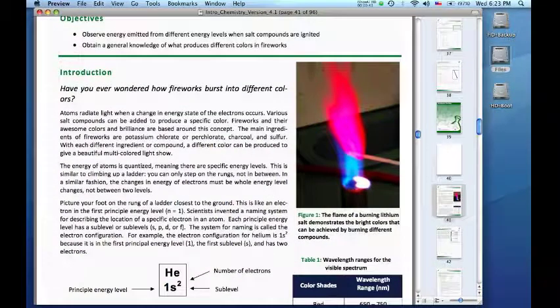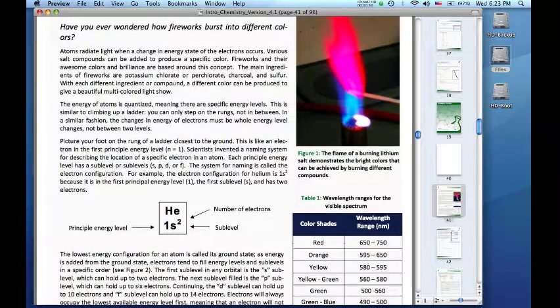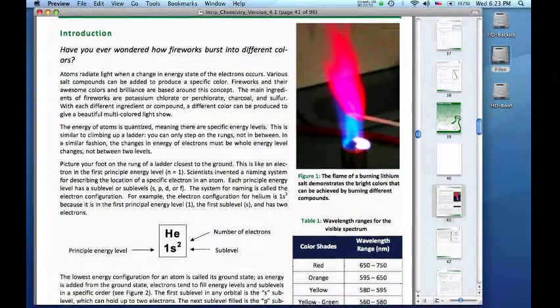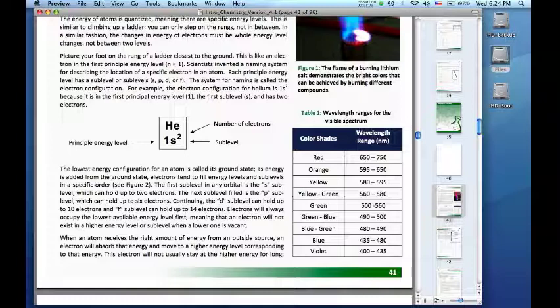And as we talked about in lecture, where this comes from are the energy levels. The energy levels are quantized, and as the electrons go up and down in energy, they release light, photons of light. So looking here, you can see the different colors and how they correspond to wavelengths.